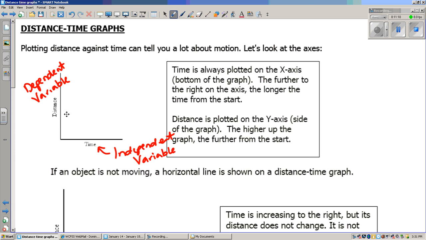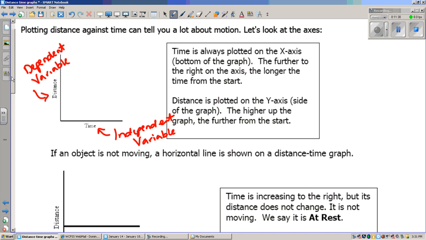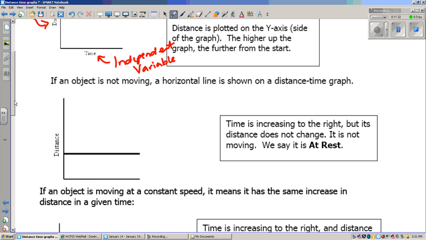Okay. Remember, in some of these graphs, we won't be relating time to distance. So you have to remember that the independent variable goes on your x-axis and the dependent on your y-axis. When you're graphing time, time will always go on your x-axis because time is almost always your independent variable.